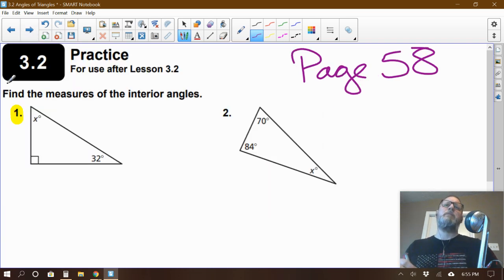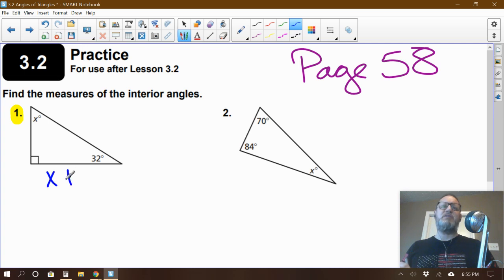Okay, we'll move on. I highlighted number 1 here as an example. This is actually from my students' worksheet they have to do, so pay attention. Here's one of your answers. All right, so again, our three angles have to add up to 180. Let's see what they gave us.